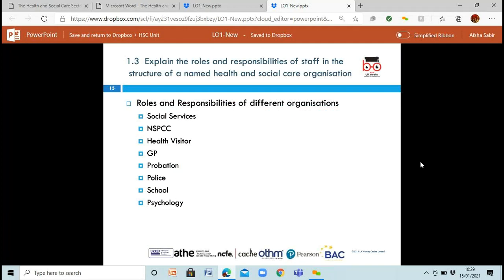Right, so 1.3, and this is about the structures within health and social care. So 1.3 is: explain the roles and responsibilities of staff in the structure of a named health and social care organisation.